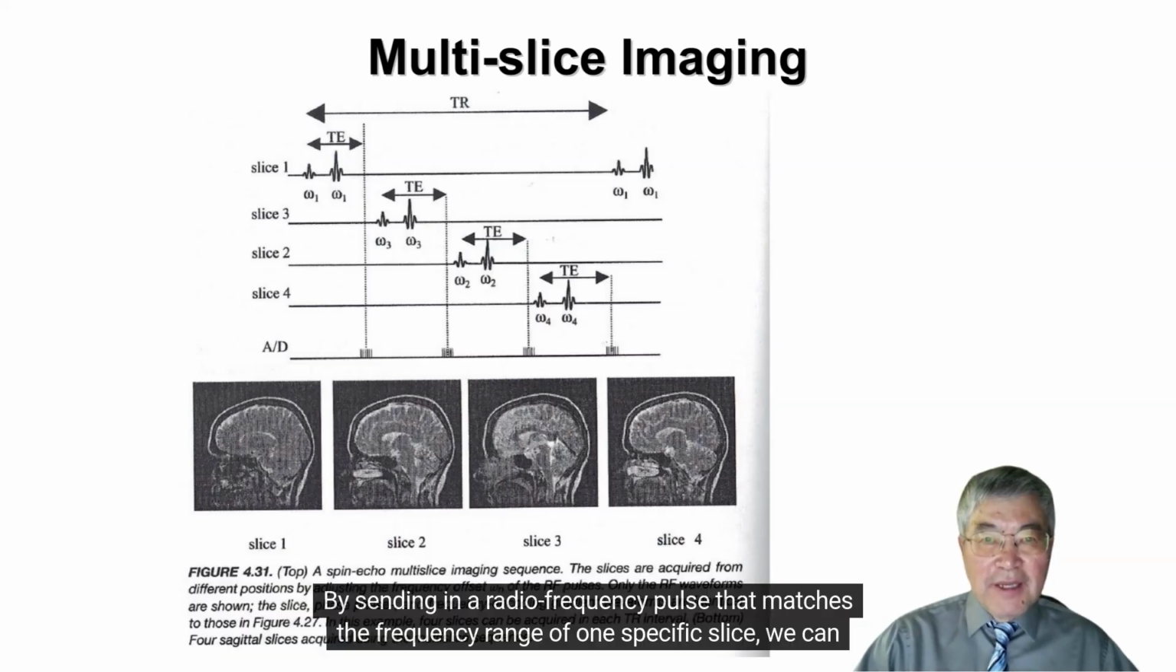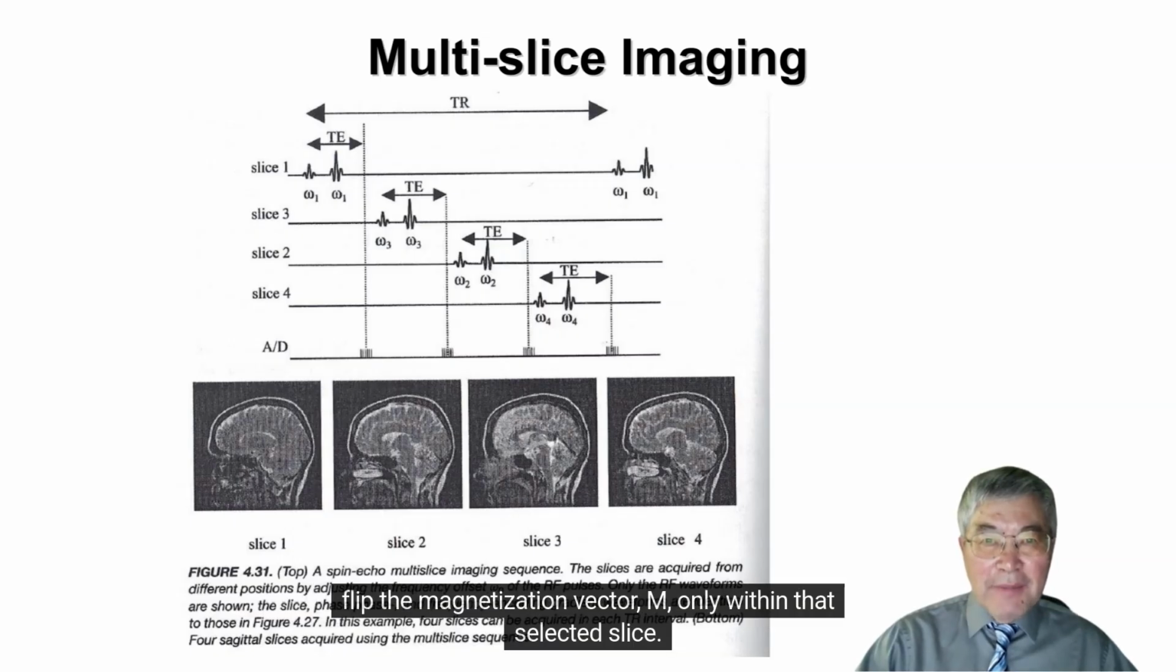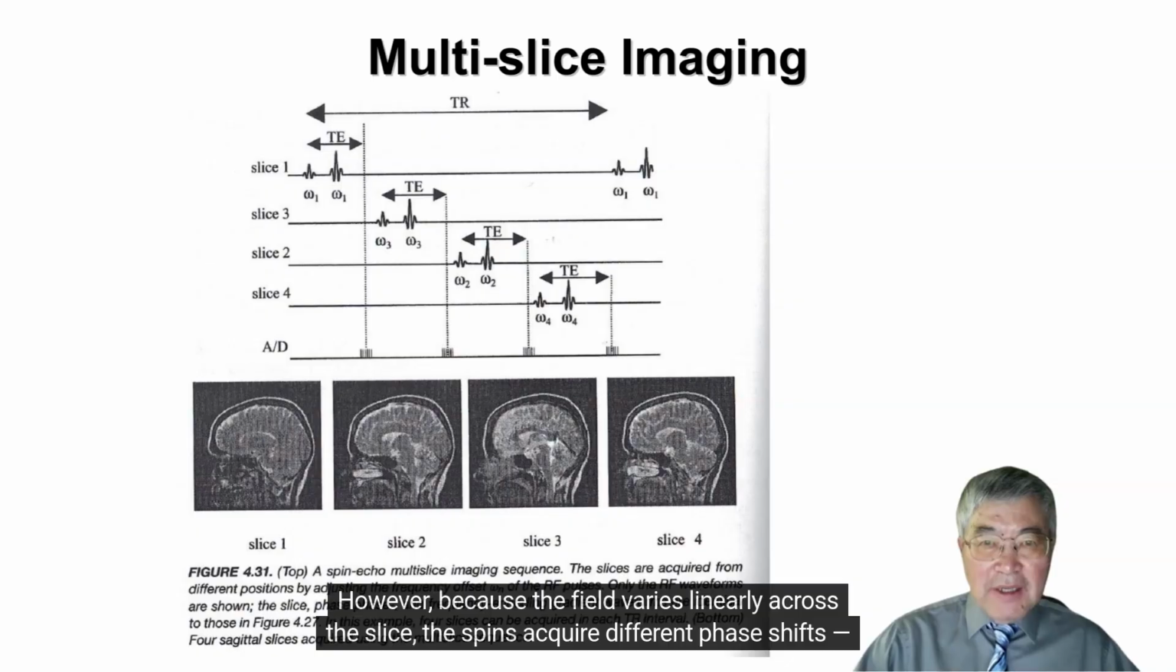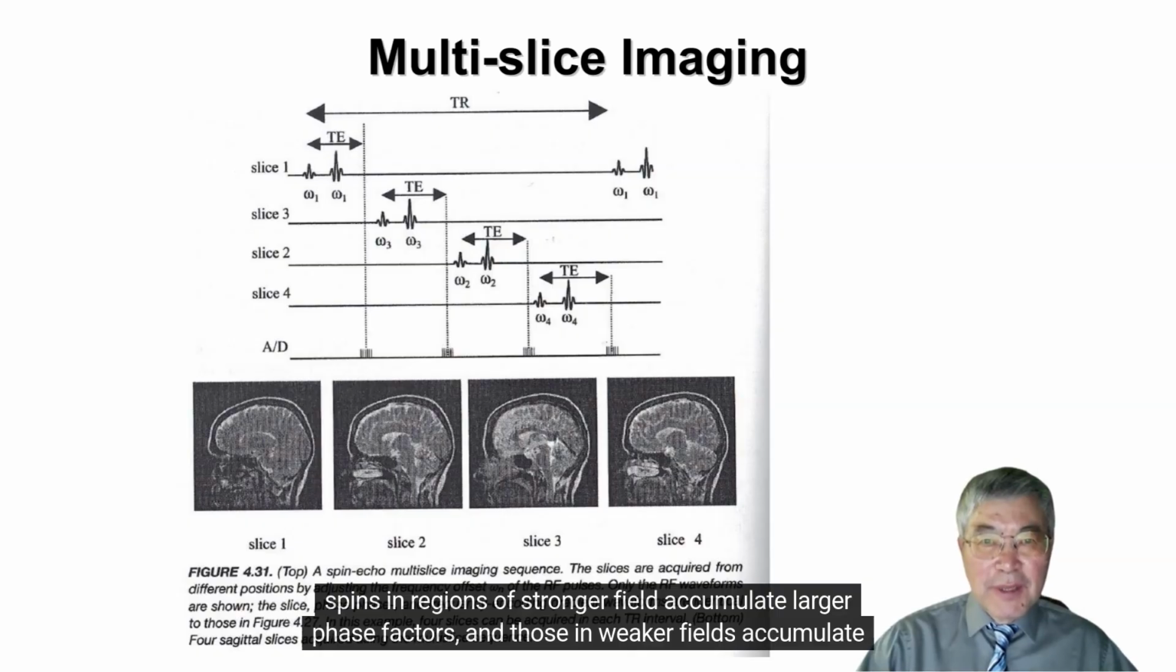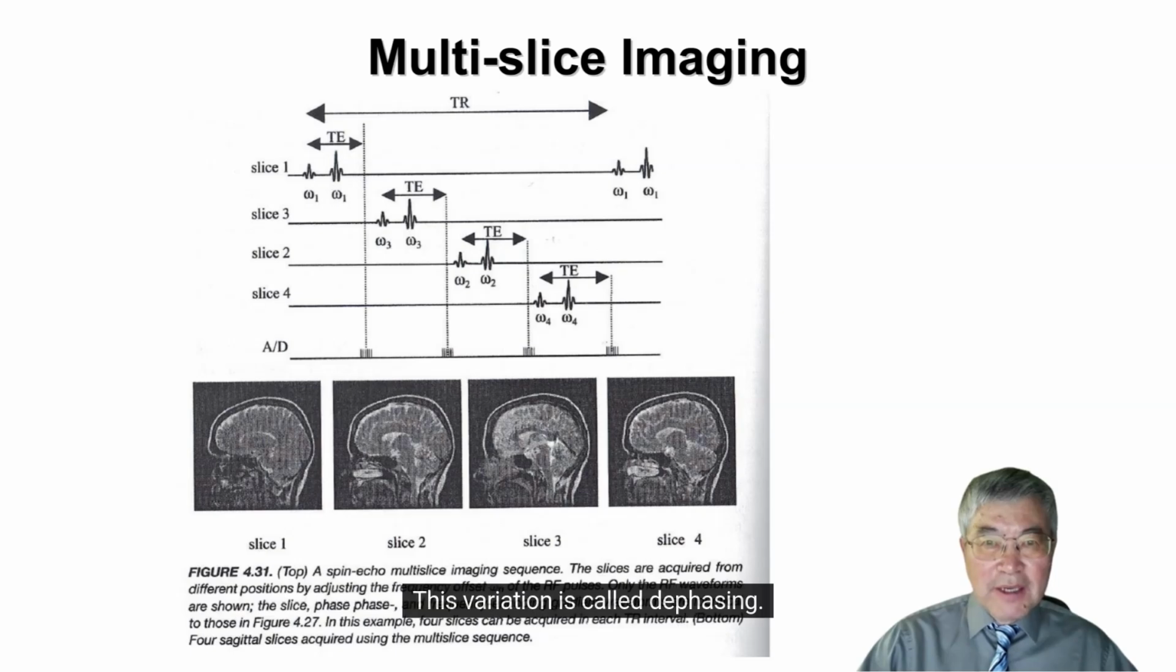By sending in a radio frequency pulse that matches the frequency range of one specific slice, we can flip the magnetization vector M only within that selected slice. The rest of the body remains unaffected. However, because the field varies linearly across the slice, the spins acquire different phase shifts. Spins in regions of stronger field accumulate larger phase factors, and those in weaker fields accumulate smaller ones. This variation is called dephasing.